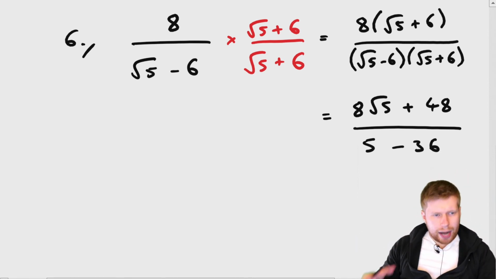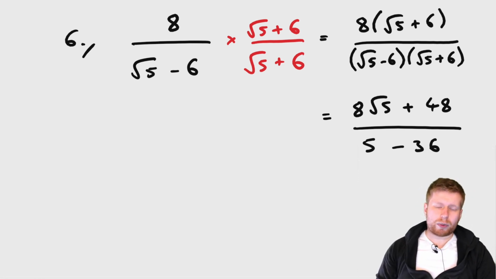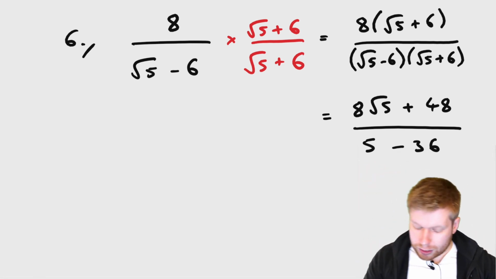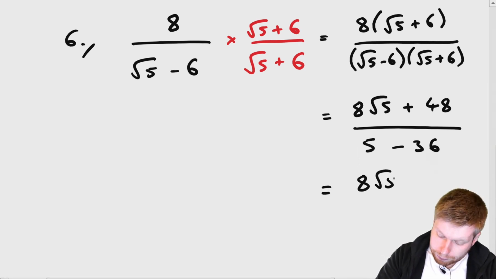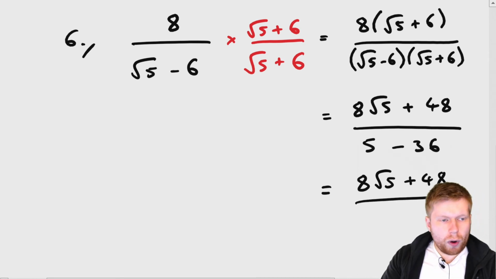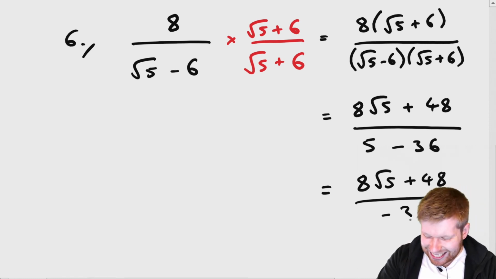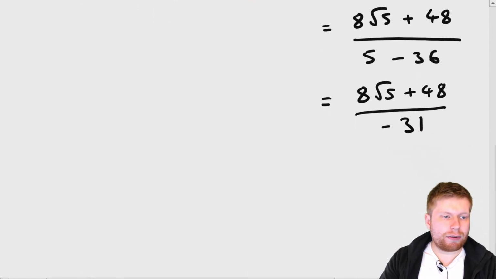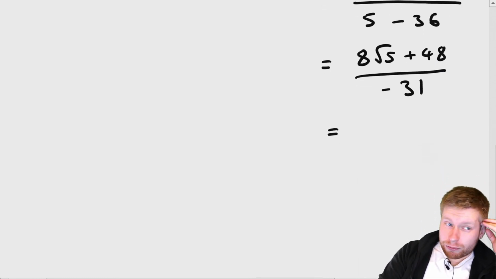If you wanted to sit down and actually formally write it out, just to convince yourself that those 6 root 5s would cancel, that's fine, but I'm just going to leave it like that. Okay. Then finally, I get 8 root 5 plus 48 divided by, well, 5 take away 36 is negative 31. So I could leave it like this if I wanted to. Okay. Now I will just show you that I could simplify this even further.